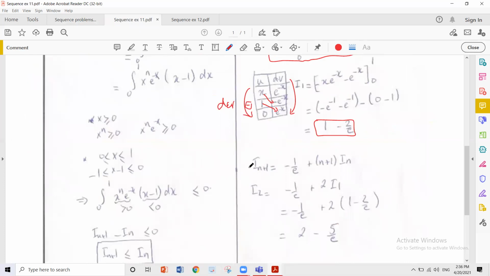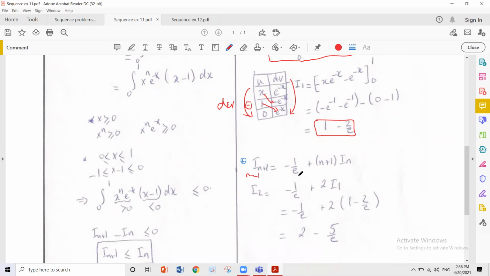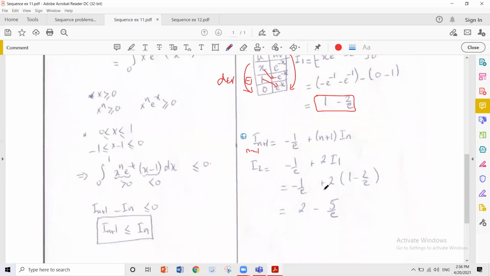This is the relation that we have proved. If n equals 1, I2 equals minus 1 over e plus 2 I1. I1 is 1 minus 2 over e. After expanding and simplifying, we get 2 minus 5 over e. This is I2.